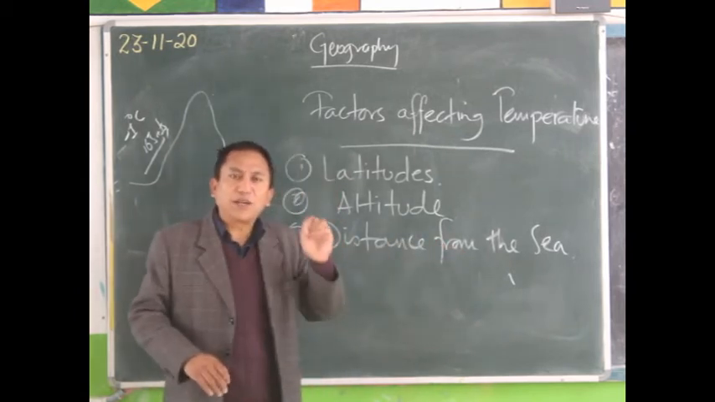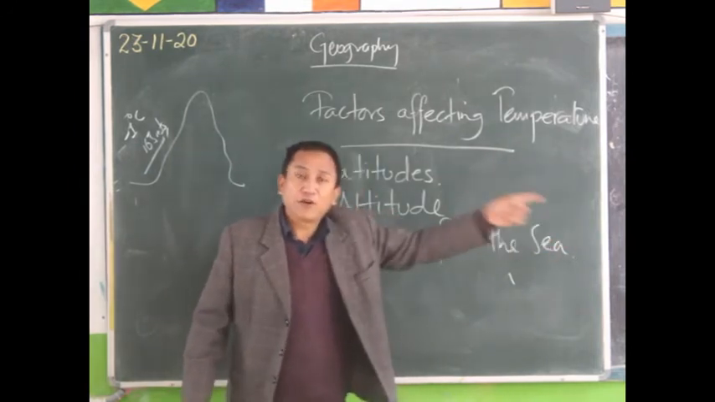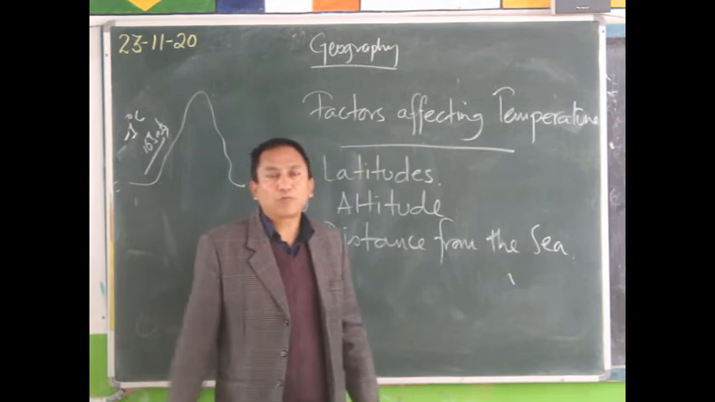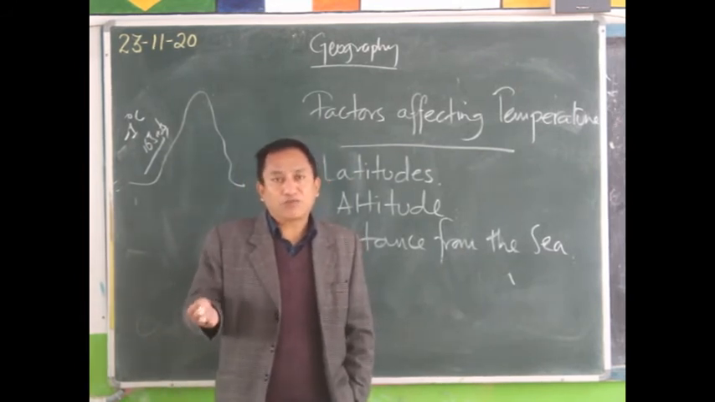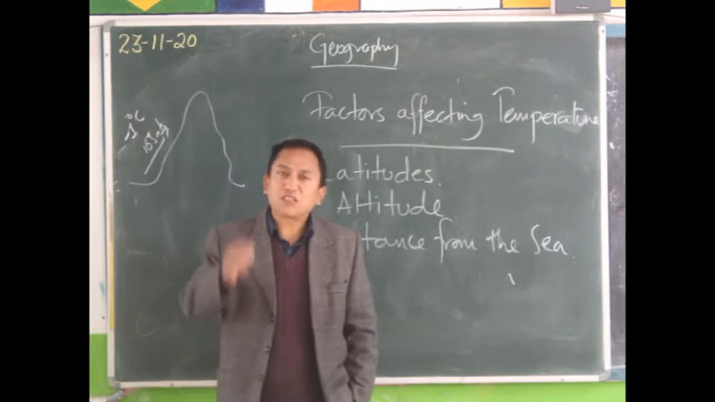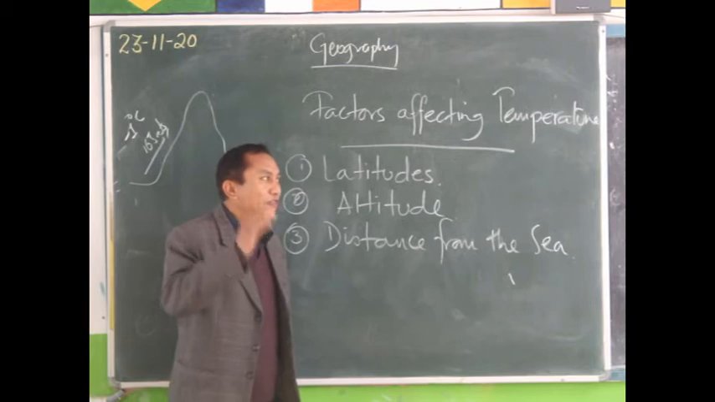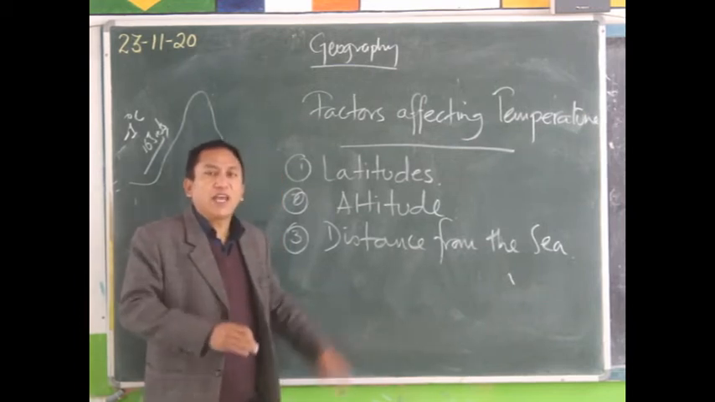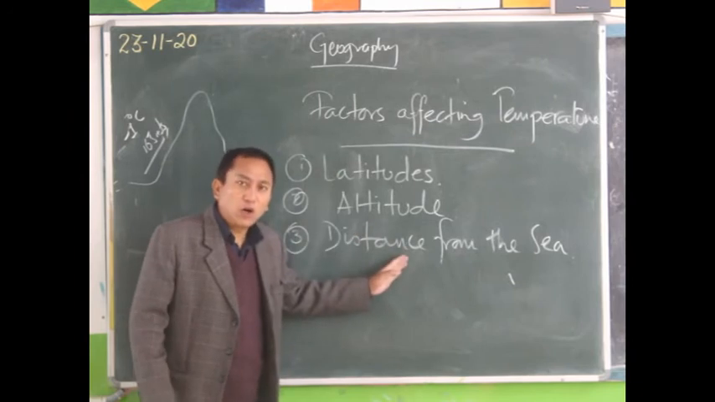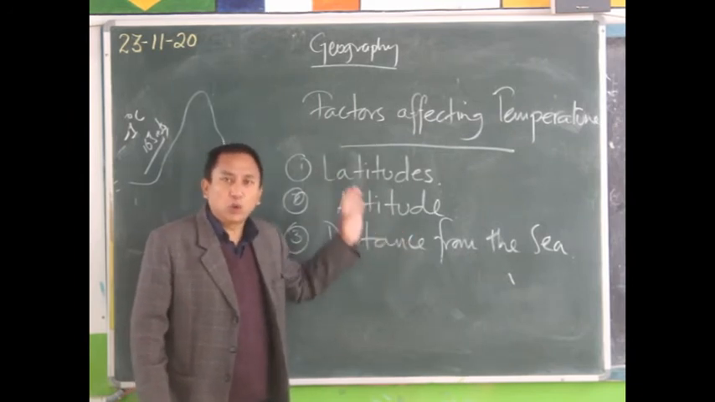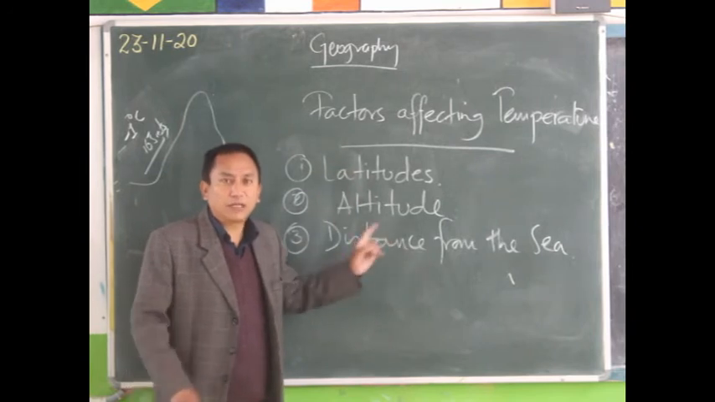But again, if you see the places which are very far from the sea, distance from the sea is very far. For example, Pakyong is very far from the sea. So summertime it's very hot. Wintertime it's very, very cold. So they have extremes of temperature. Places which are very far from the sea have extremes of temperature. Either they are very hot or they are very, very cold. That is because of the distance from the sea.